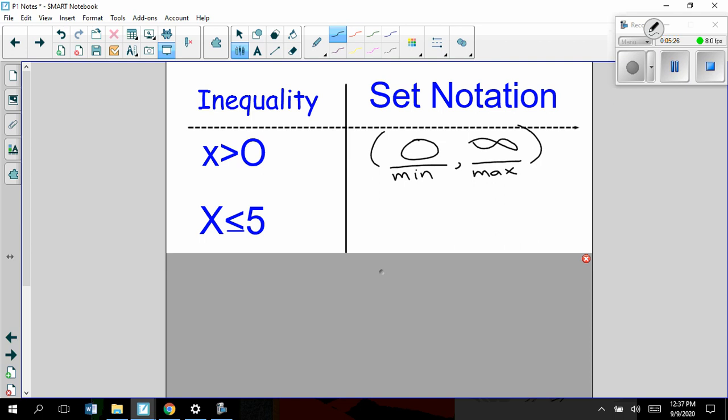So I'm going to set up that structure: minimum, comma, max. Sometimes it's easier to go, what's the min, what's the max? Sometimes it's easier to just put the number where it belongs. So if I want x less than or equal to 5, is 5 the min or the max? It's the max. And now to close this set, do I use a parenthesis or a bracket?